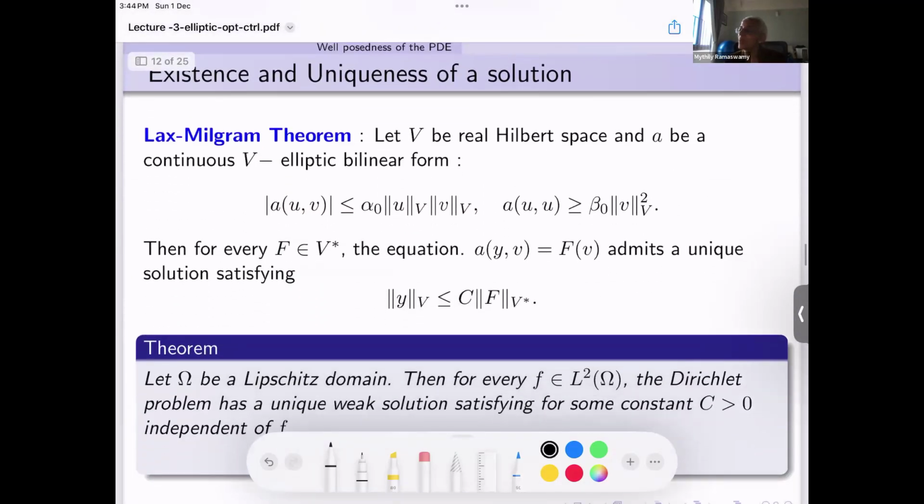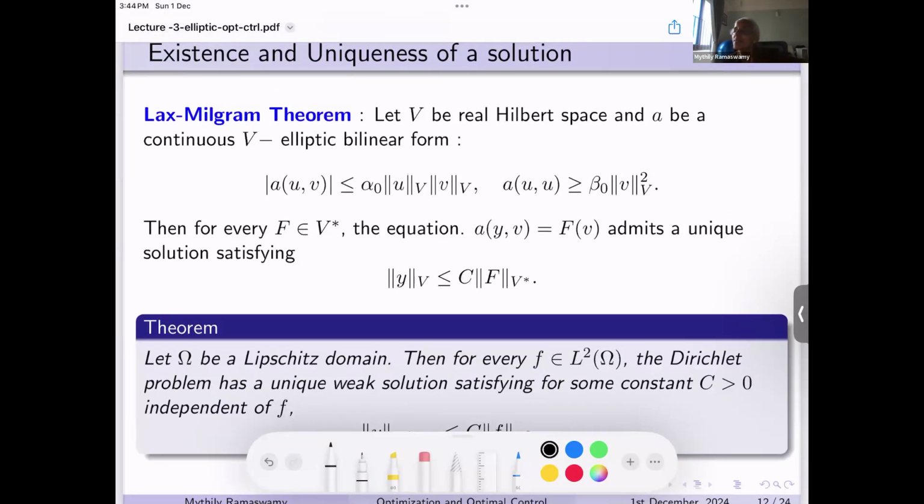I have a Hilbert space V and a is a continuous V-elliptic bilinear form. Continuous means the modulus of a(u,v) is bounded by the norms of u and v in the V norm, and elliptic means a(u,u) is bounded below. a(u,u) is greater than or equal to beta naught times the norm of u squared. Sorry, I had written V, this should be u.